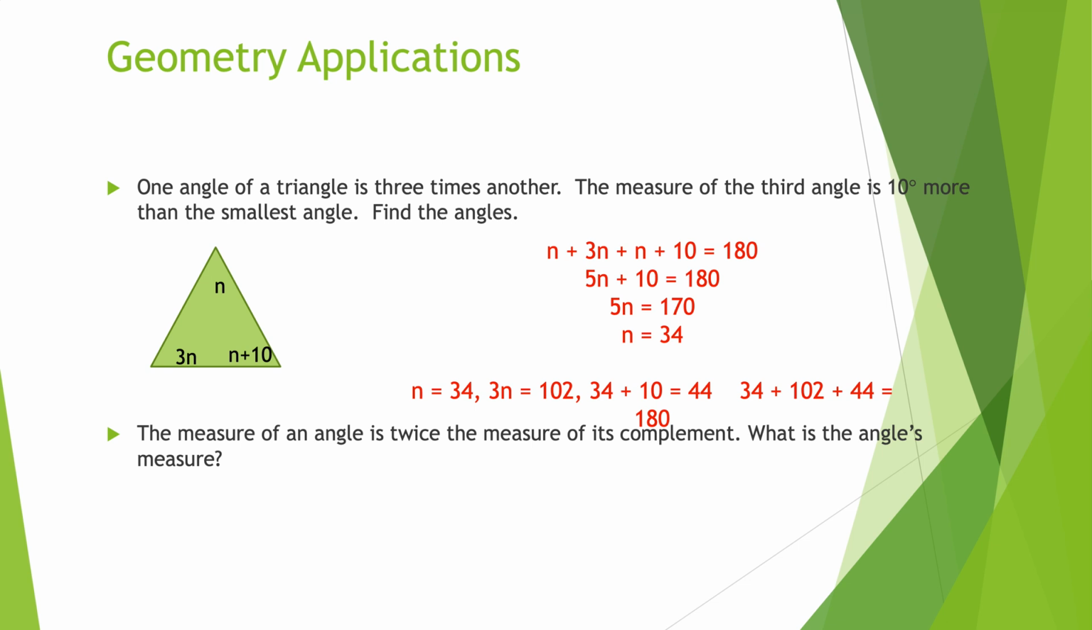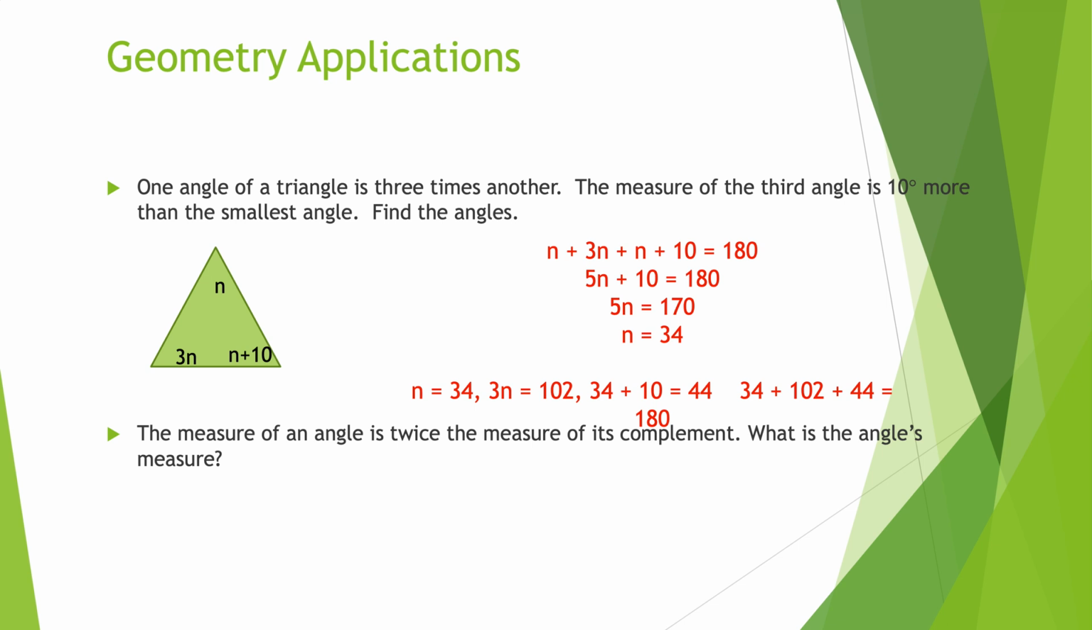Okay. So the next type of question I want to talk about is complementary. And we said before, complementary means adds up to 90. It says the measure of an angle is twice the measure of its complement. What's the angle's measure? Again, this is the teaching part. You'll do one on your own in just a couple of minutes.